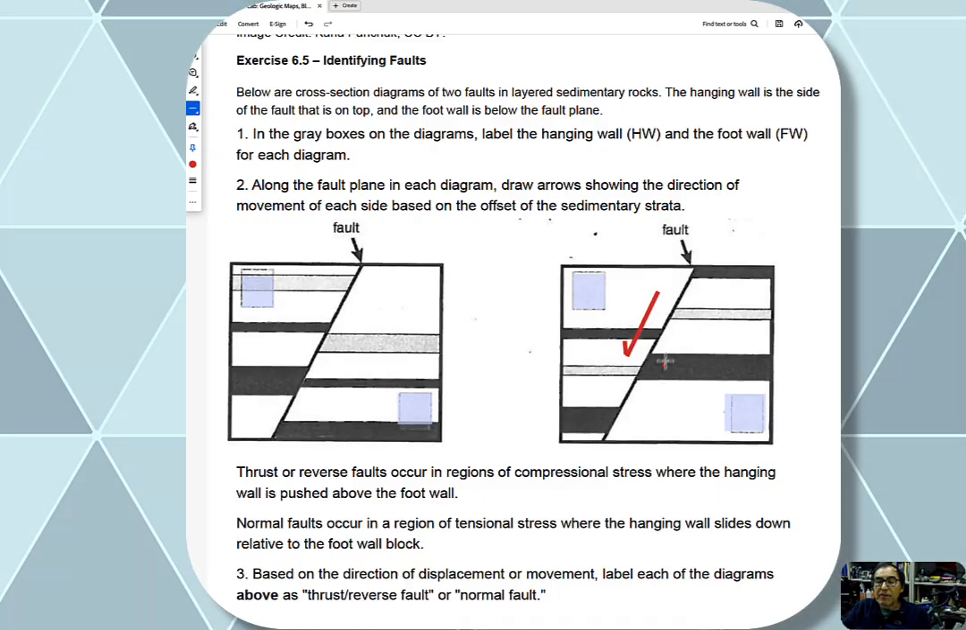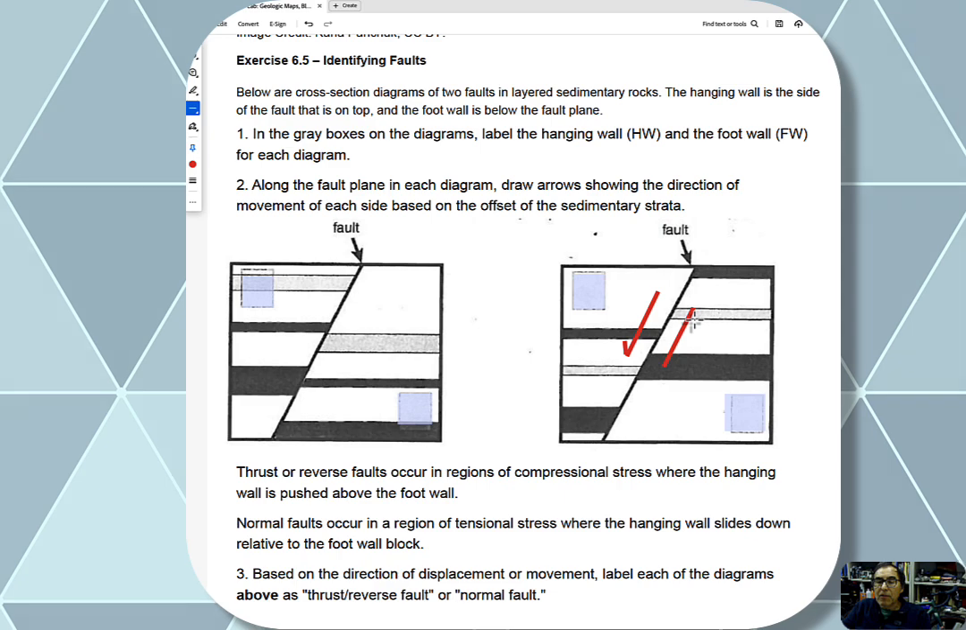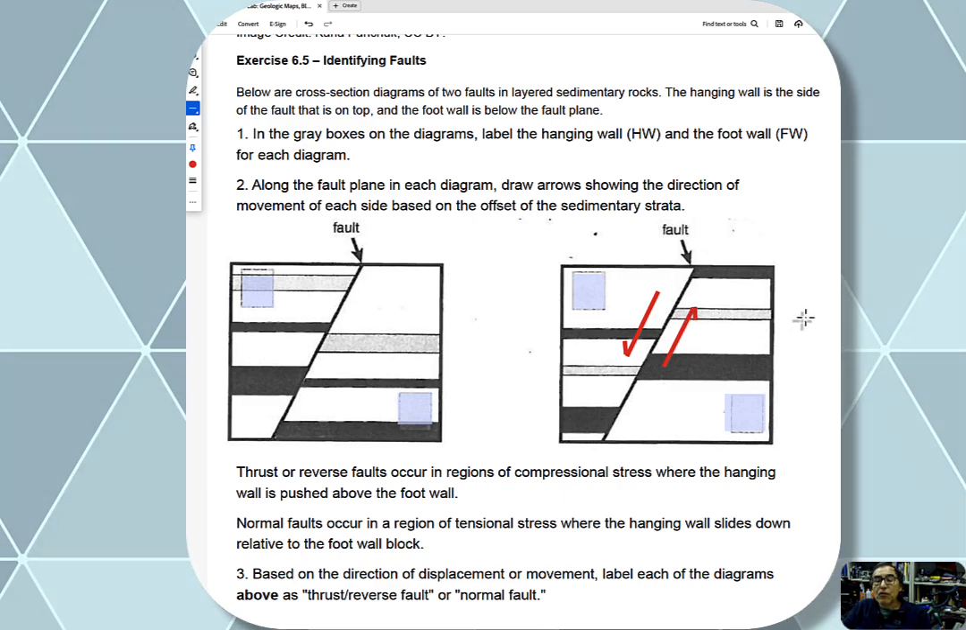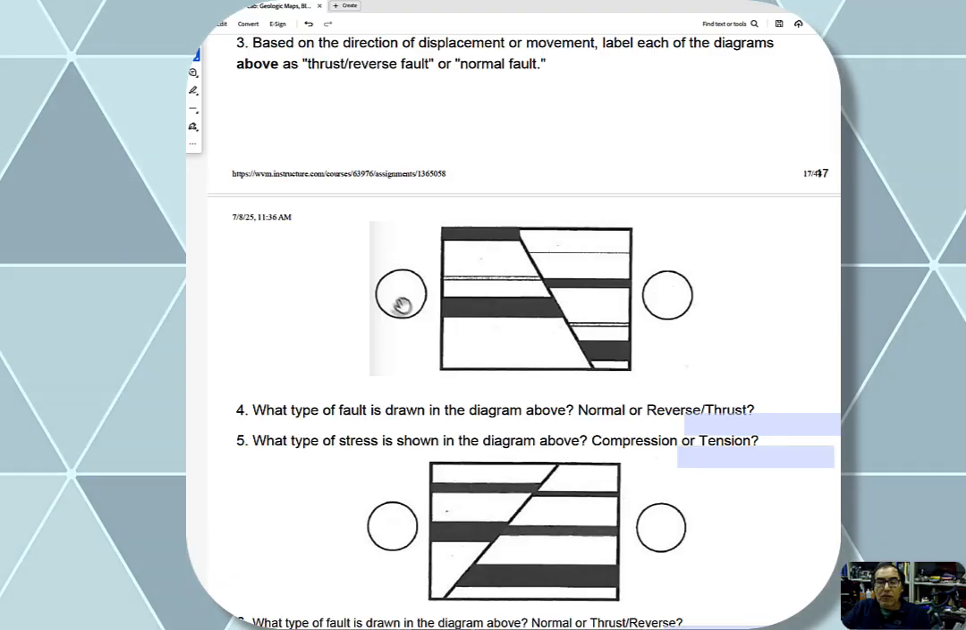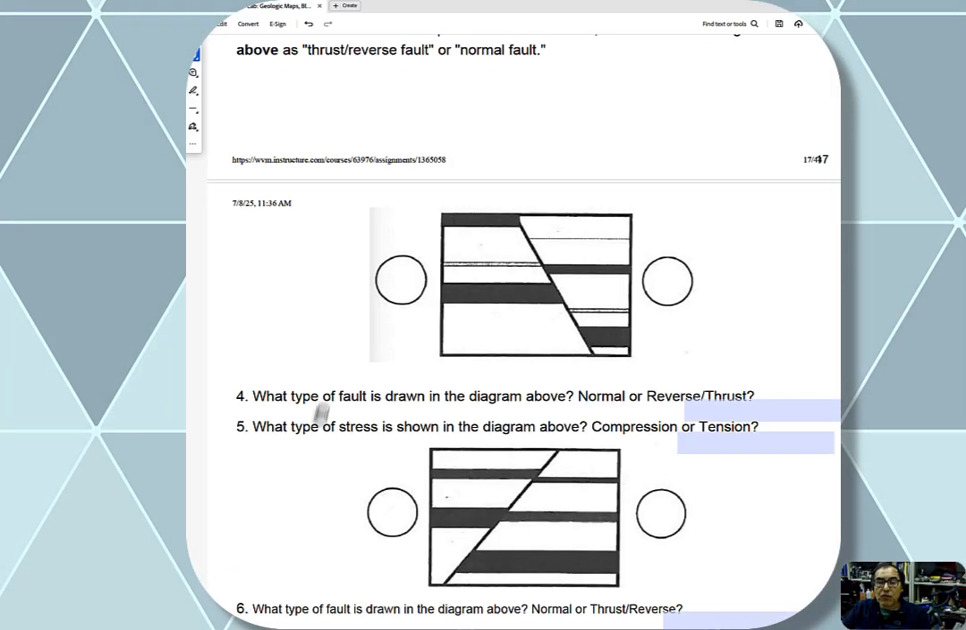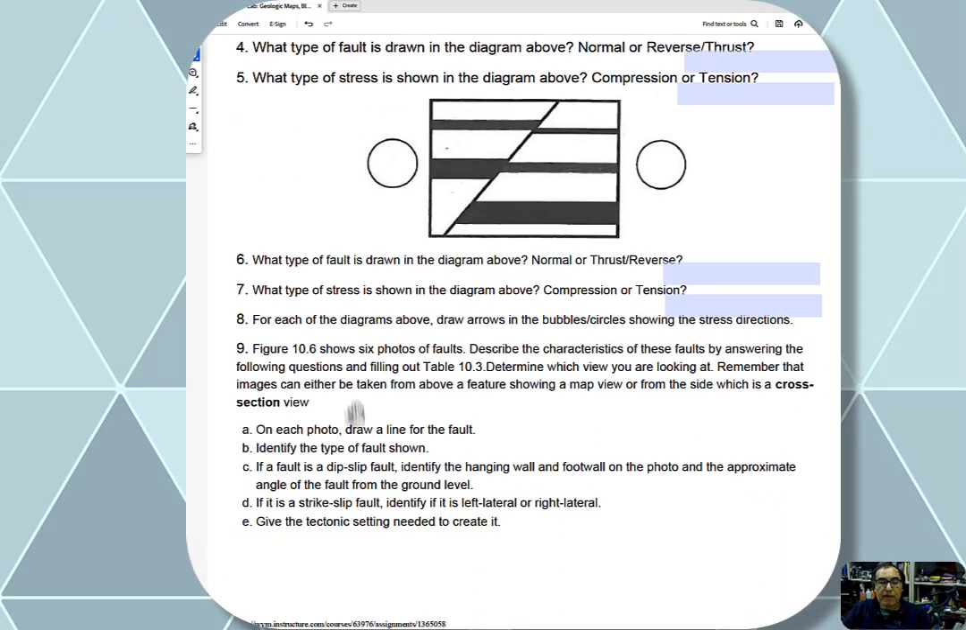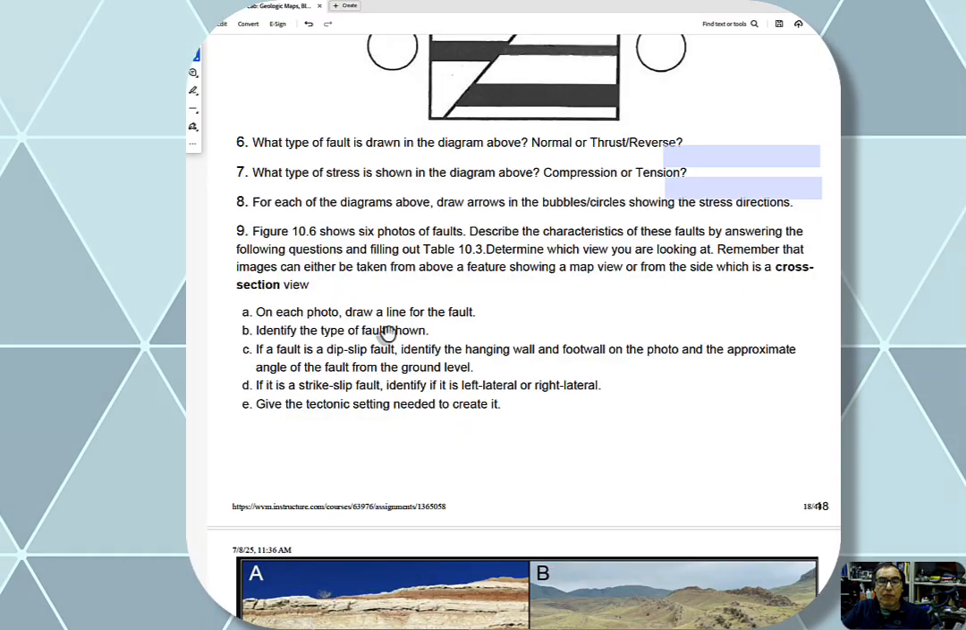You can do half arrows, and this block is sliding up relative to that one, right? So you would want to show the arrows on your faults there. And then again, you're going to have to draw some arrows in these bubbles. Make sure you use your tools up here. Pretty straightforward here. And then again, for question 9, same idea.